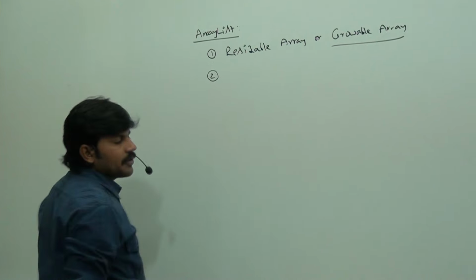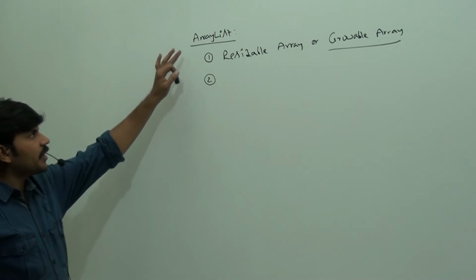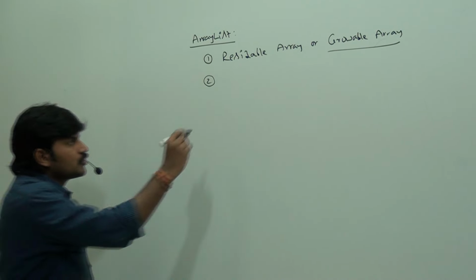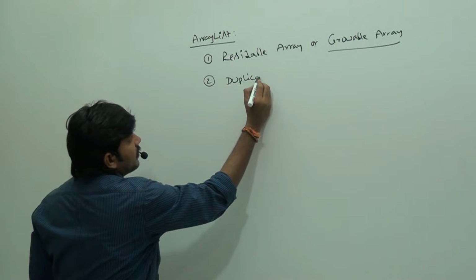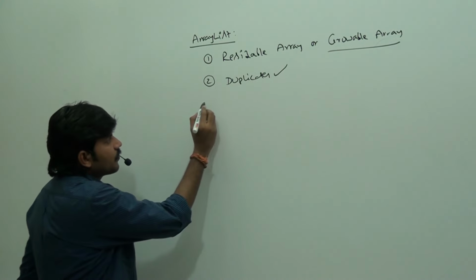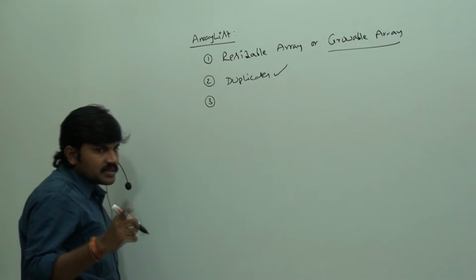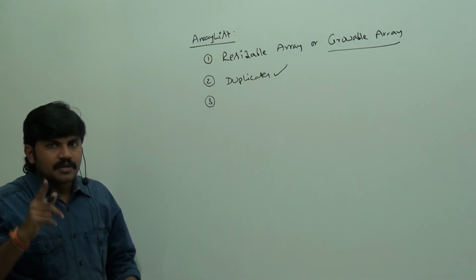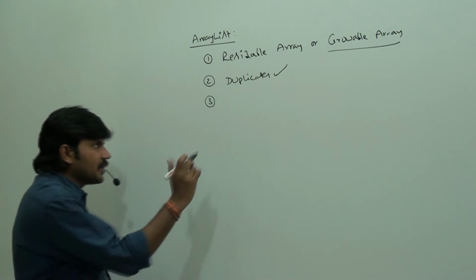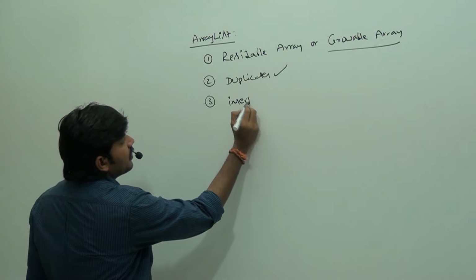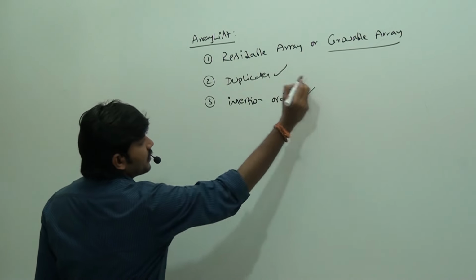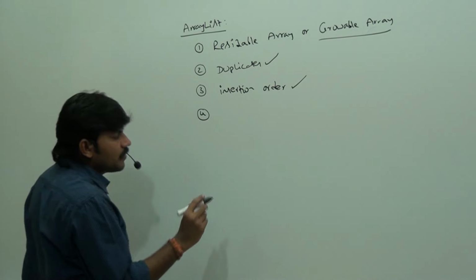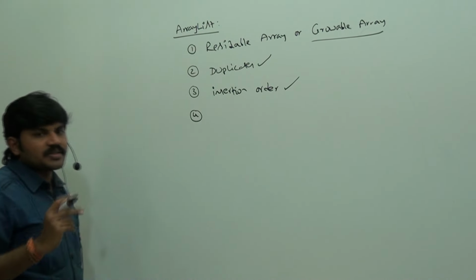Now the second point: can you tell whether duplicates are allowed or not? Duplicates are allowed, because ArrayList is under List. Third one: is insertion order preserved or not? Yes. In whichever order we inserted, in the same order the objects will be stored internally. That's why insertion order is preserved.